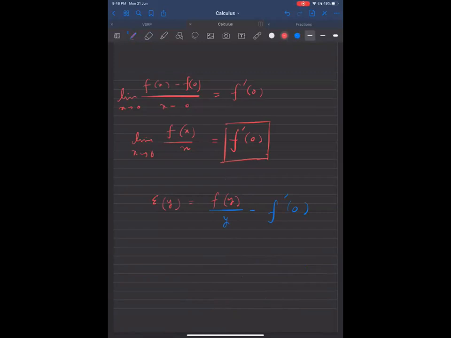Now, what happens to this function when y goes to 0? This is a constant term, so this goes out. So what remains is this. What is this? This is again epsilon. So this is the accurate error function. The error function is supposed to give you 0 error because you are approximating at the point 0.